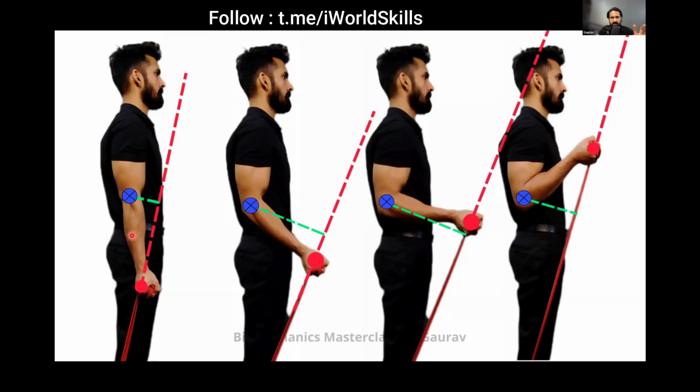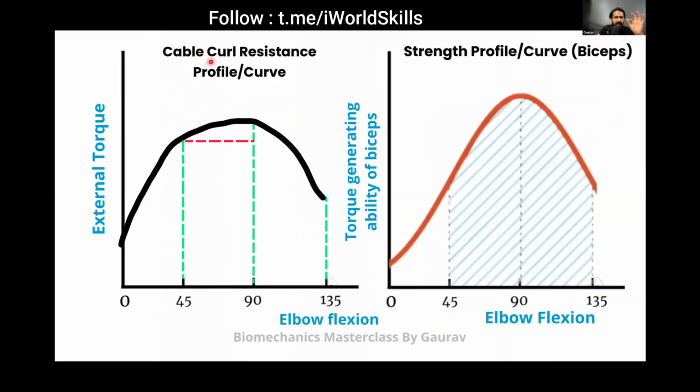Resistance is the minimum in the starting position. Resistance keeps on increasing and increasing. Resistance is the maximum at 90 degrees of elbow flexion, and then resistance drops. Let's draw the strength profile. Let's draw the resistance profile of this particular exercise. Let's do that. So this is your cable curl resistance profile or resistance curve.